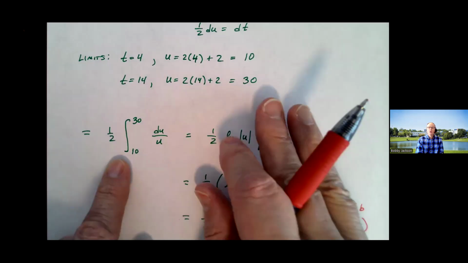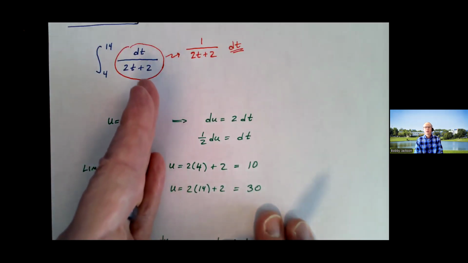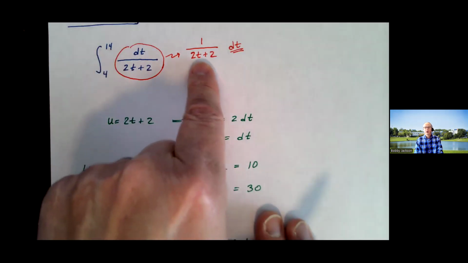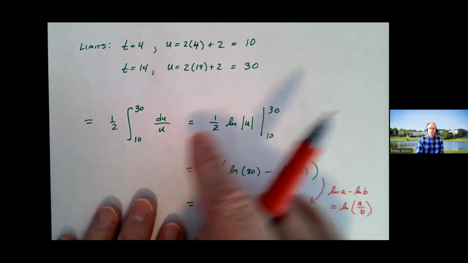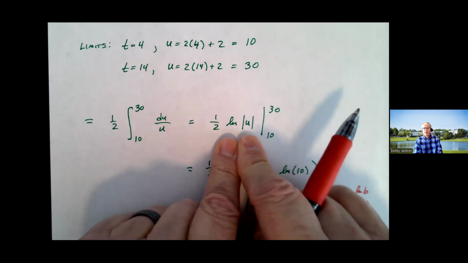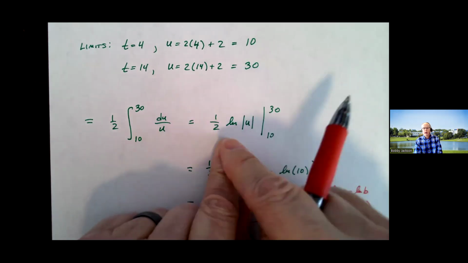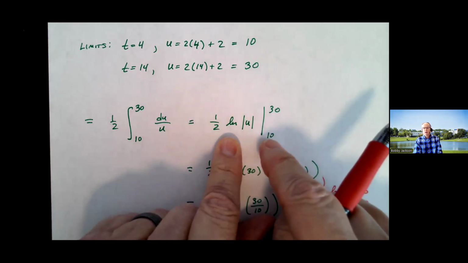You can write out if you want to what the antiderivative of this function right here is in terms of t, but it's really not needed here. What's the antiderivative of 1 over u? Well, it's the natural log absolute value u. So I've got this 1/2 times the natural log absolute value u, evaluated at the upper limit of 30, lower limit of 10.